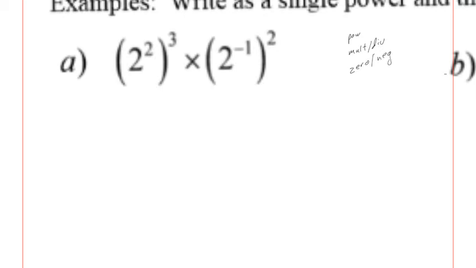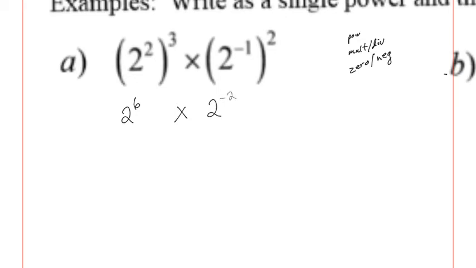Now, the first problem we have is 2 to the 2 cubed, which gives us 2 to the 6, because the two exponents on the top, the 2 and the 3, get multiplied. And now we do the same for the second exponents. So we have -1 times 2, which will give us -2.